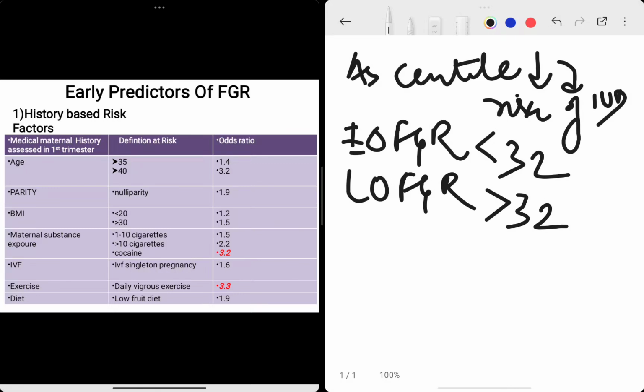BMI, either the patient is undernourished or obese, that is BMI less than 20, more than 30. So on the right side we have written the odds ratio. Now maternal exposure, 1 to 10 cigarettes per day, more than 10 cigarettes per day, or cocaine abuse. So cocaine abuse is also associated with fetal growth restriction. IVF, singleton pregnancy. So if the mother has conceived by IVF and this is a singleton pregnancy, exercise, daily vigorous exercise, low fruit diet.